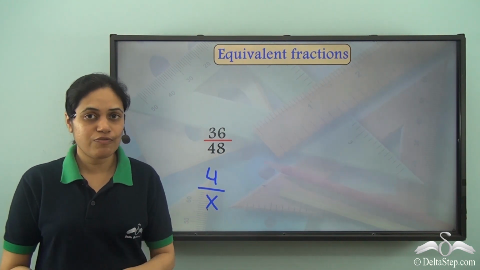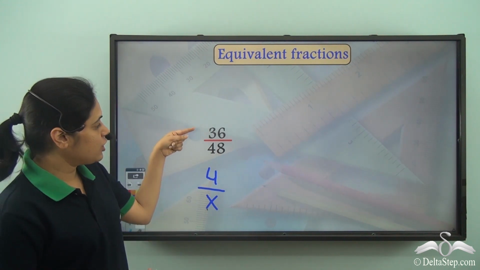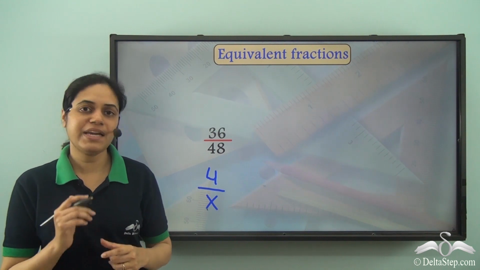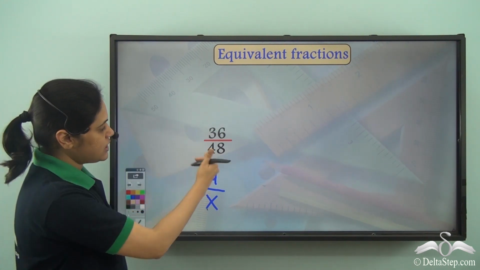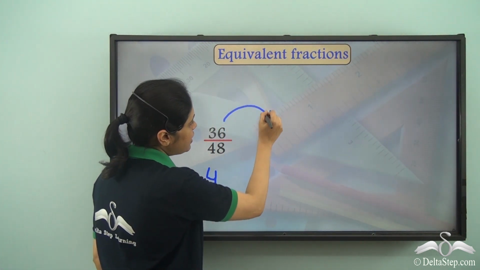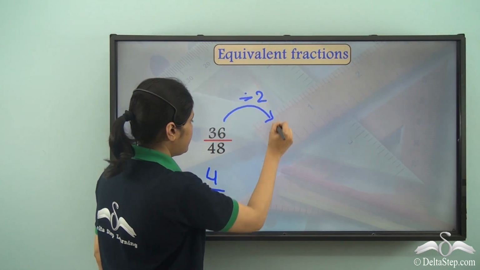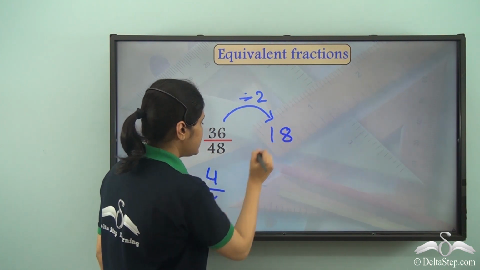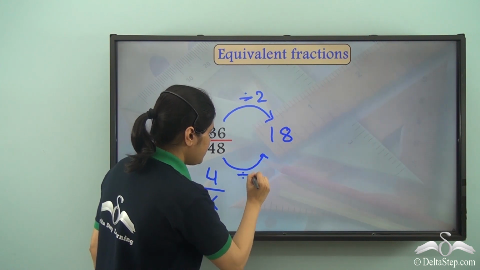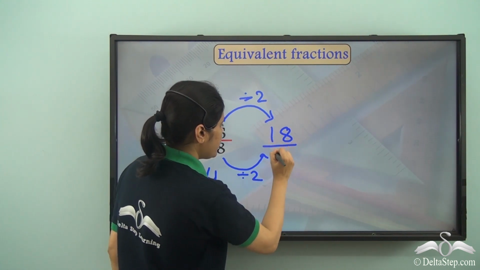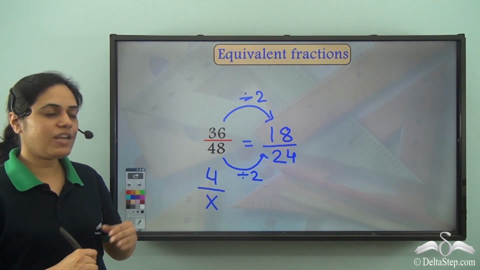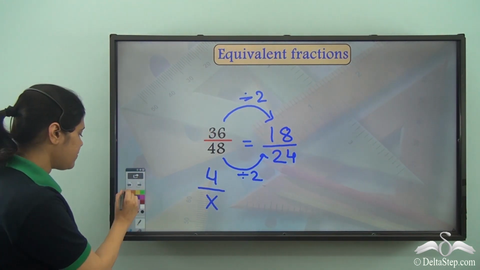So when I need to divide, I need to be careful that numerator and denominator both should be divisible by that number. So 36 and 48 both are divisible by 2. So I divide by 2. So 36 divided by 2 is 18 and 48 divided by 2 is 24. So 18 by 24 is an equivalent fraction of 36 by 48.